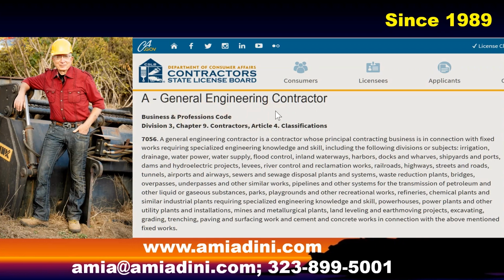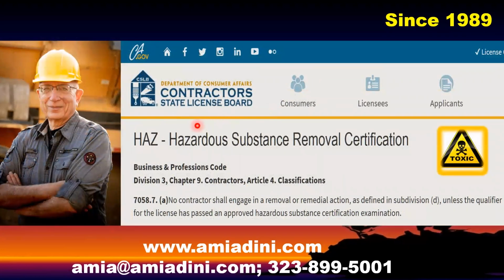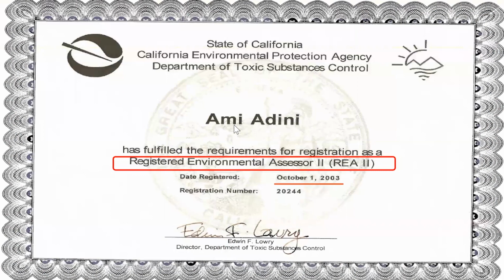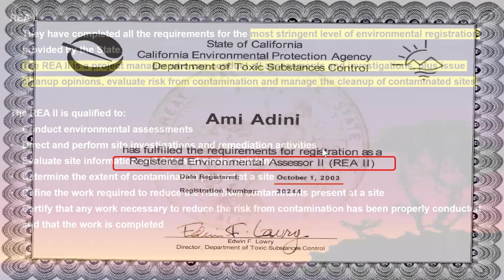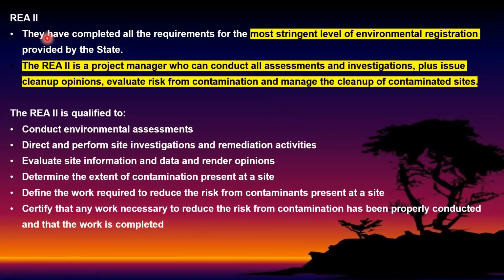But within this huge range, I specialized as a contractor in the hazardous substance removal certification. So I have removed a lot of hazardous substances since 1989. During this process, I was also qualified by the California EPA as a registered environmental assessor level 2. And when they qualified me as a level 2, they recognized that I have completed all the requirements for the most stringent level of environmental registration provided by the state.